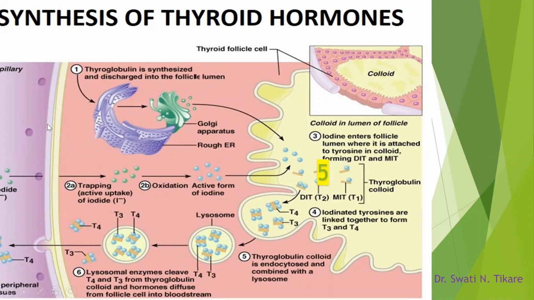So we begin with the first step. The first step was synthesis of thyroglobulin, right? Thyroglobulin is synthesized here by the Golgi apparatus and rough endoplasmic reticulum, and it is released into the colloid. That is the first step.